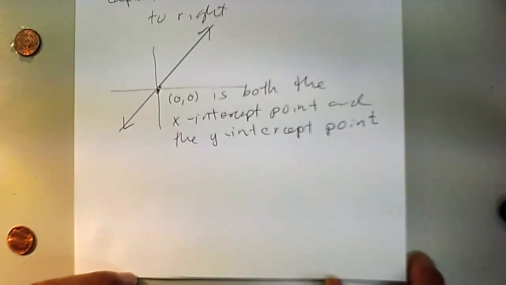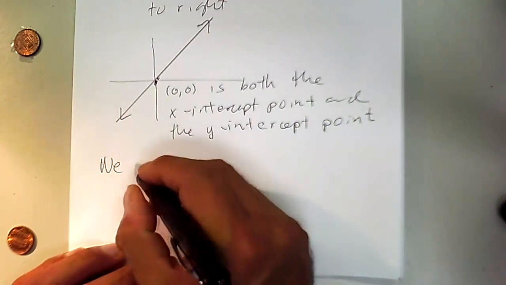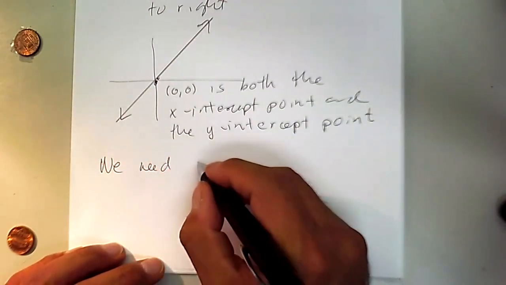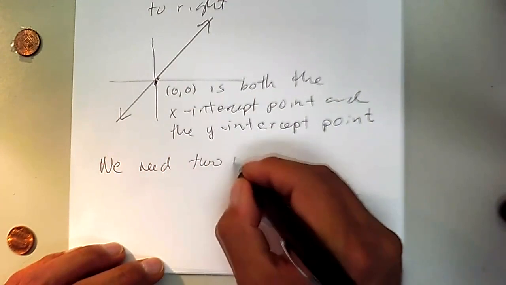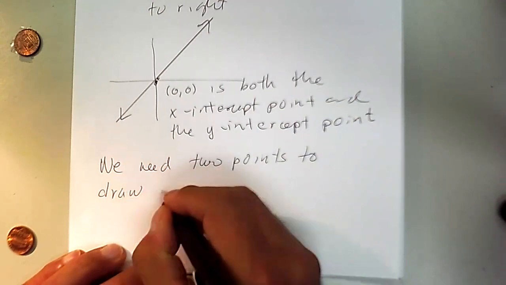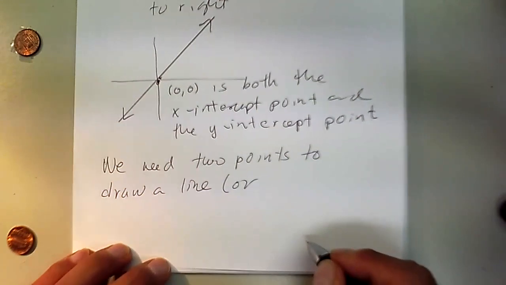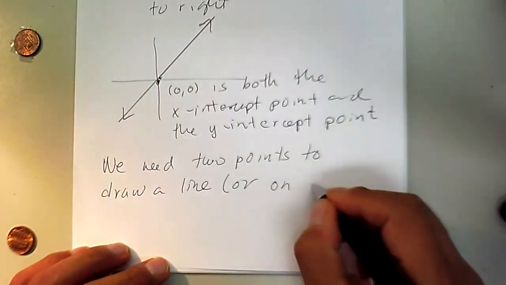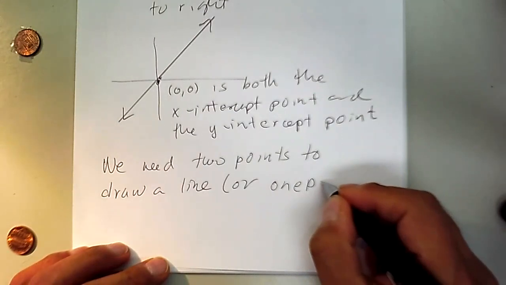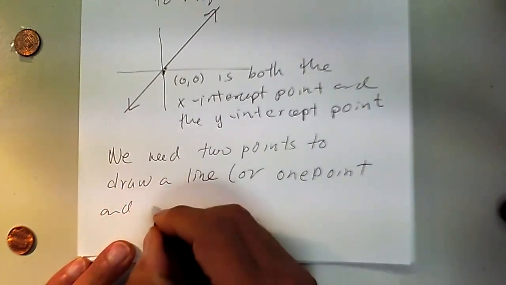In order to draw a line, we always need two different points to draw a line. So we need 2 points to draw a line. Or actually, there's another way to go about it: 1 point and a direction.